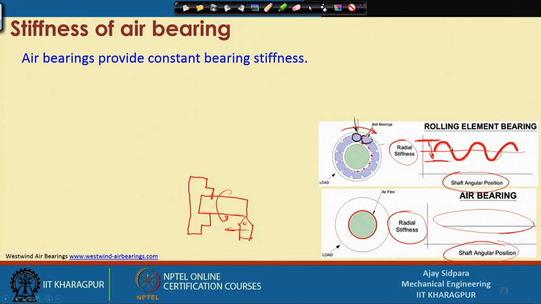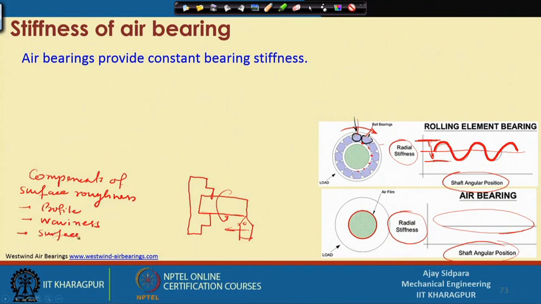Because we have seen a few classes before that there are different components of the surface roughness. Components of surface roughness, right. Those are the profile, then waviness and surface roughness, and we have seen that waviness is created because of some vibration and chatter possibility of the machine tool.